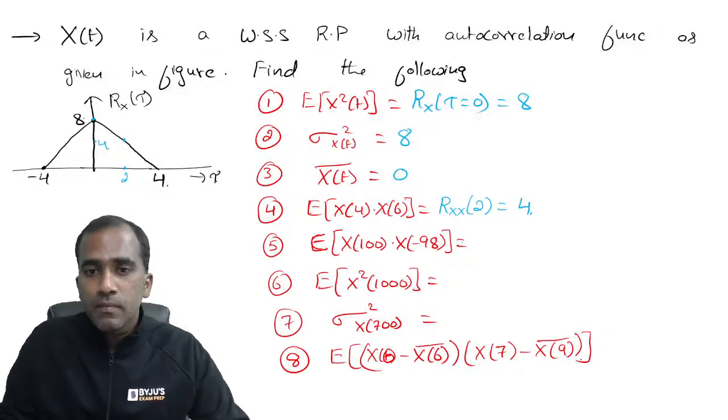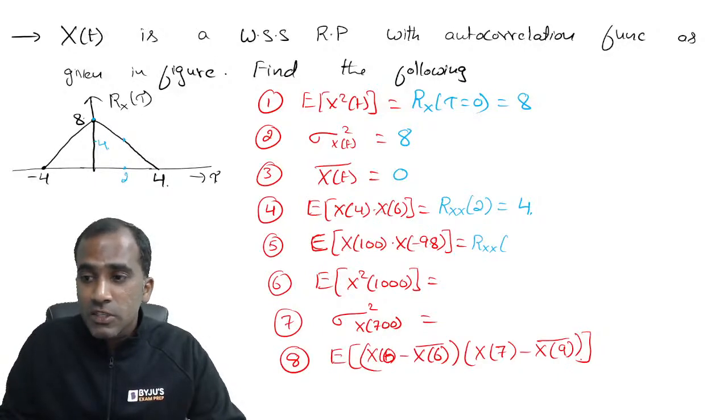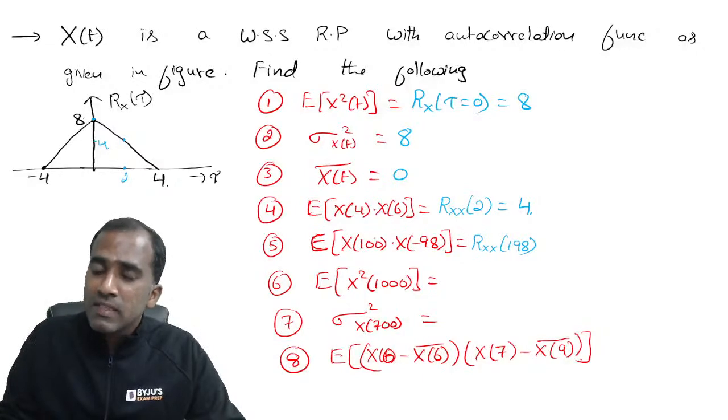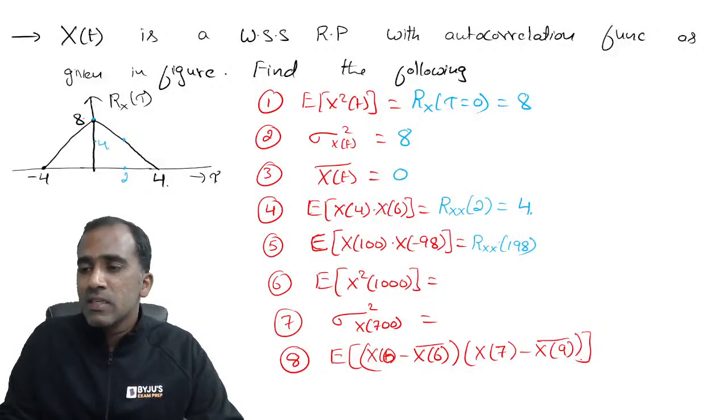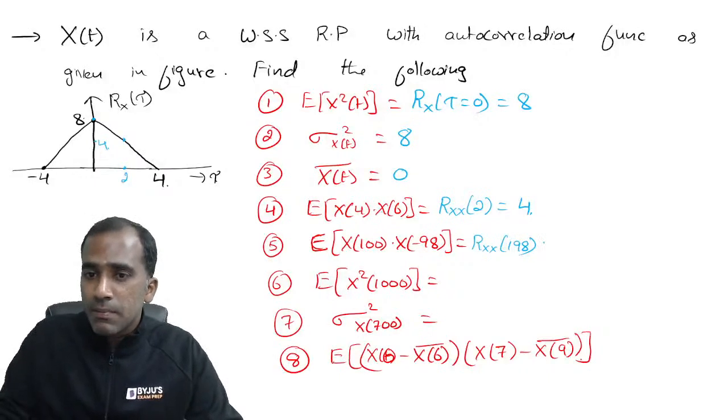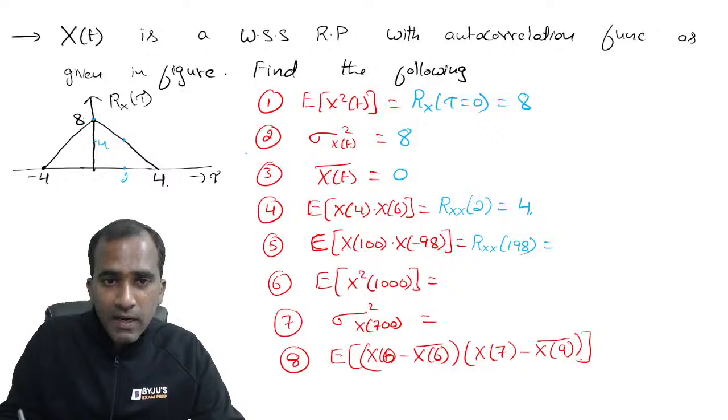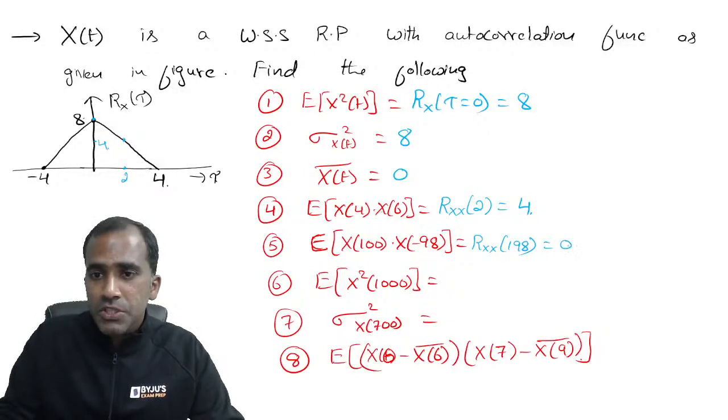Next one. This is also correlation between two random variables. So in the autocorrelation function, how much is the time difference here? Don't think that it is 2. It is not 2. I'm trying to confuse you. What is the time difference here? It is 198. 100 minus of minus 98, or minus 98 minus 100, will be minus 198. Since it is an even function, rxx of 198 or minus 198 will be the same. The value at 198 is 0. So correlation is 0.